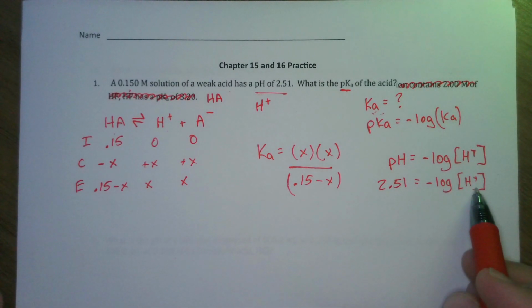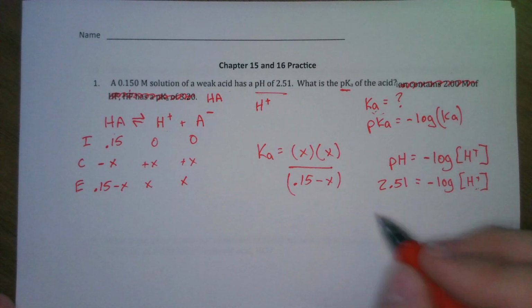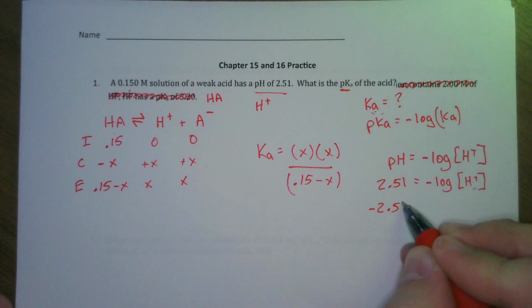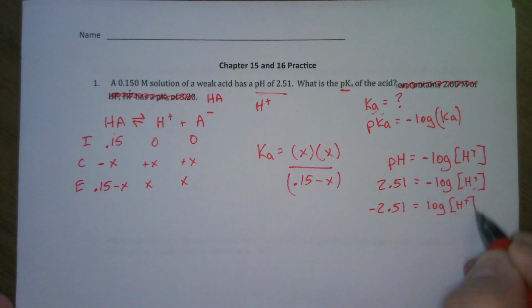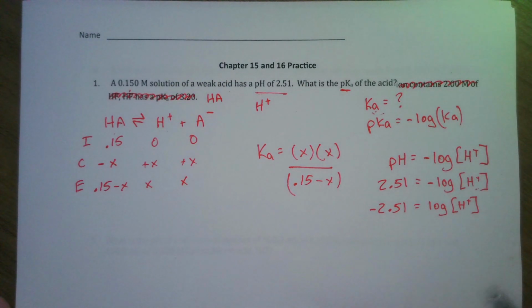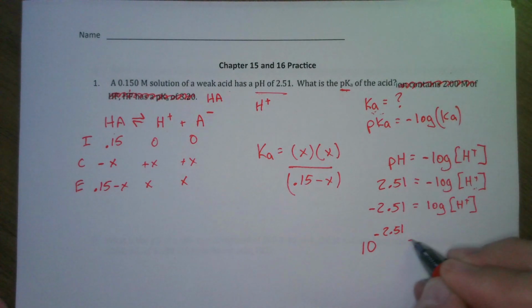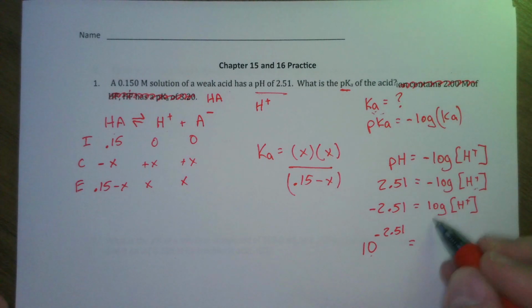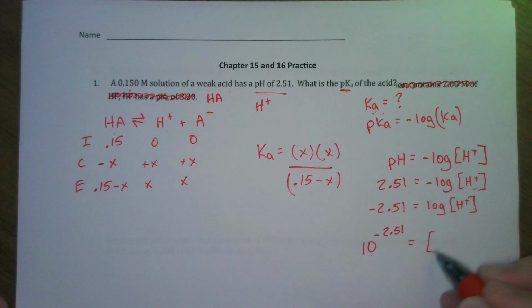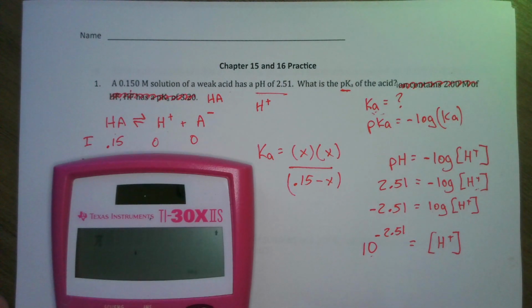I need to solve this for H+. So basically that means I need to get H+ by itself. I'm going to flip the negative over to the other side by multiplying each side by -1. I want to do the inverse operation of the log, which is the exponential, 10 to the power of. On the left side, I have 10 to the negative 2.51, 10 to the log. Those will cancel, and I'm just left with H+. Plug this other bit into my calculator. Brought a real calculator today.